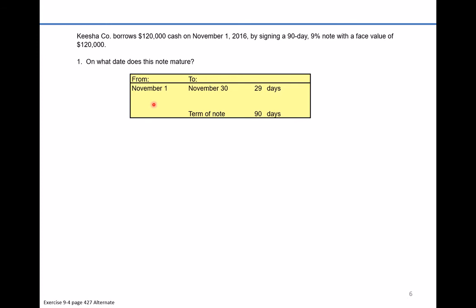Now we go into the month of December. We know there are 31 days in December, so we can add these two together, and we know that we're still looking for another 30 days. Well, that would happen to be the month of January. So this note would then mature 90 days from November the 1st, which would be what date? January the 30th, 2017, because this was 2016.